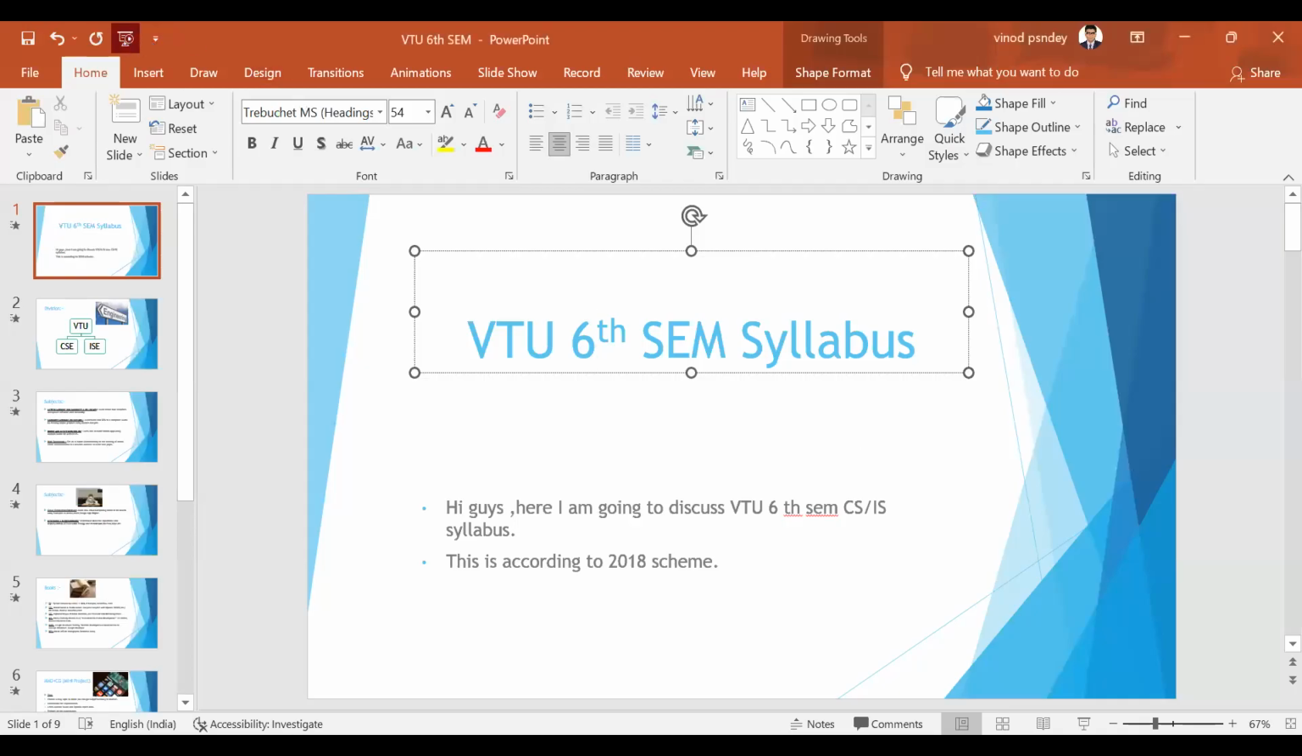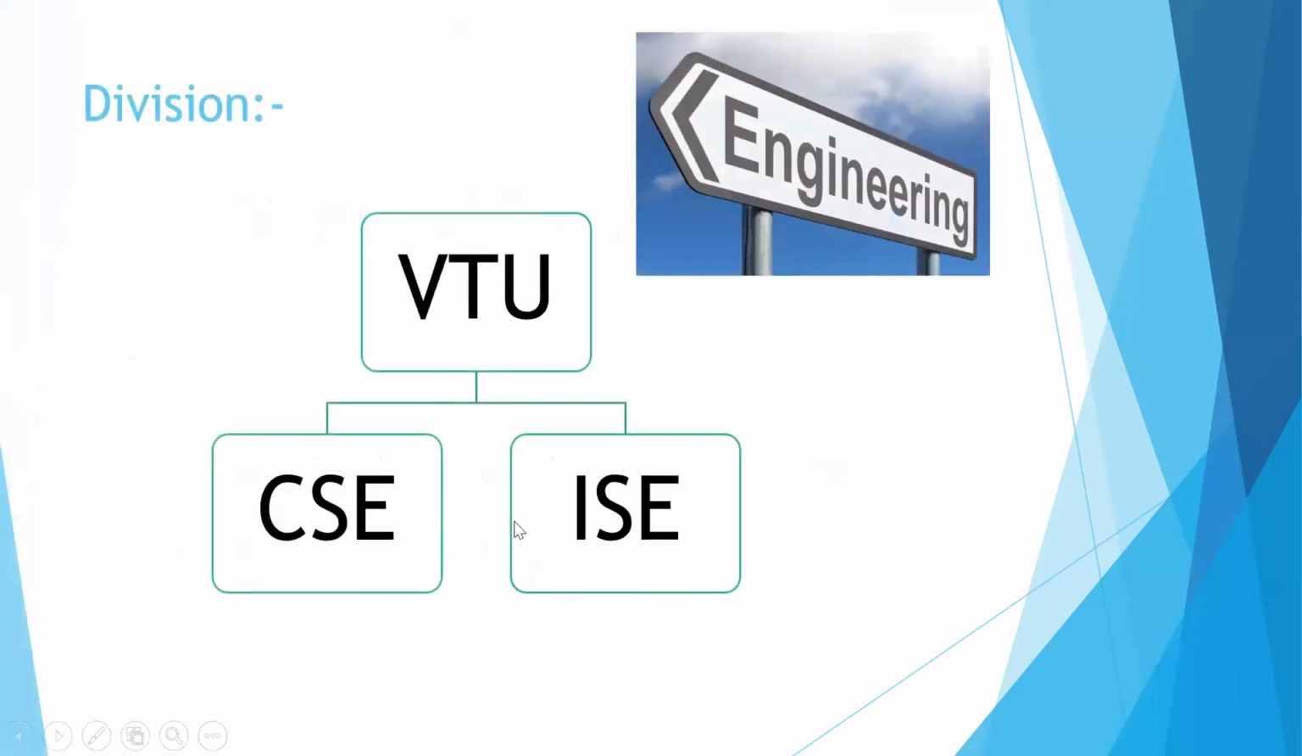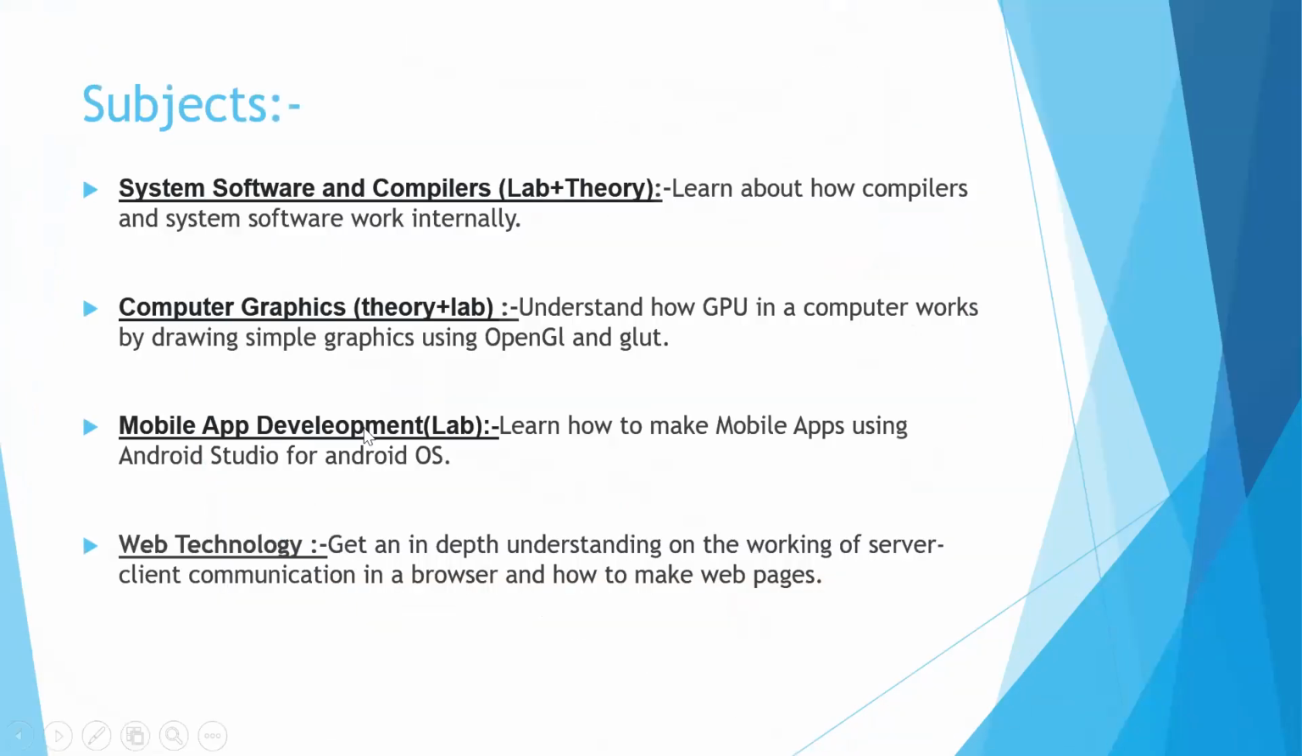Hello friends, today I'll be discussing the VTU 6th semester syllabus, mainly for the CS branch. For the IS branch it is going to be different. The difference between CS and IS branches is due to the 6th semester syllabus, meaning both of them have different subjects. So let's talk about the subjects.